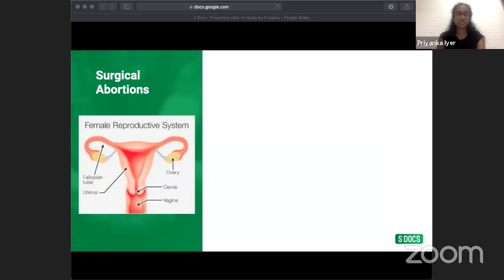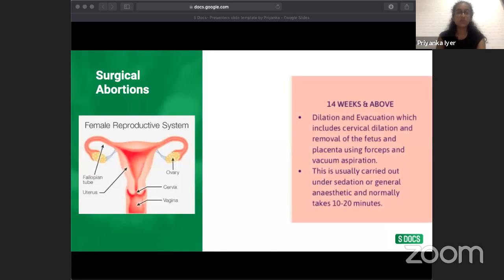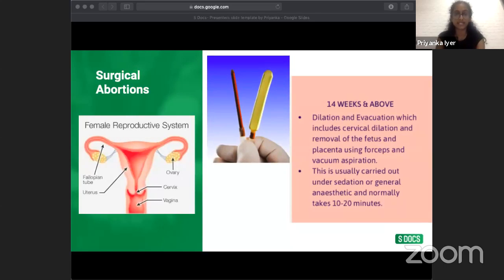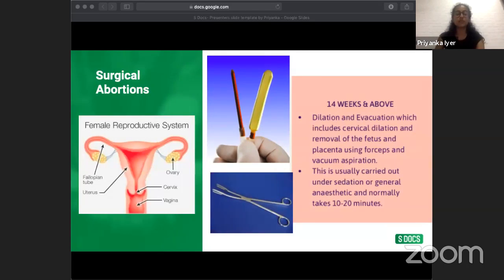So the second surgical procedure is dilatation and evacuation, which is done for 14 weeks and above. And as the name suggests, it includes dilatation of the cervix. So this is done either using the misoprostol, or you can use osmotic dilators. And essentially what this does is that it absorbs moisture from the tissue surrounding the cervix, and it swells, which then opens up the cervix slowly with little discomfort. The fetus and the placenta are then removed using forceps and vacuum aspiration. The procedure takes around 10 to 20 minutes, and it's usually carried out under sedation or general anesthetic.